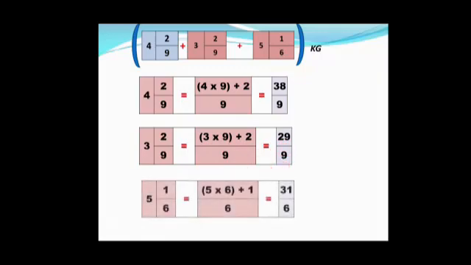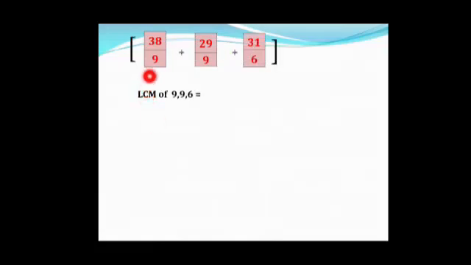Then next, 5 and 1 by 6 is equal to 5 multiplied by 6 plus 1, that is the numerator. So 5 6s are 30 and 30 plus 1 is 31. So 31 by 6. Now we can see 38 by 9 plus 29 by 9 plus 31 by 6. Here the denominators are different, so we need to find out the LCM of 9, 9 and 6.